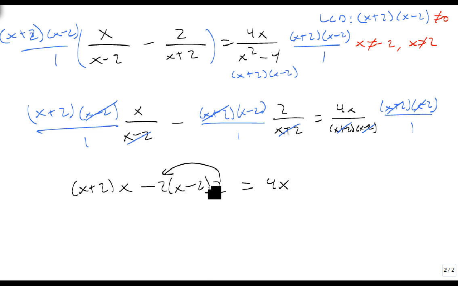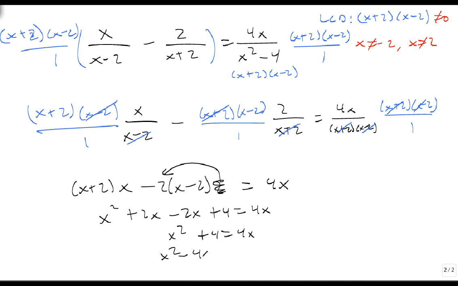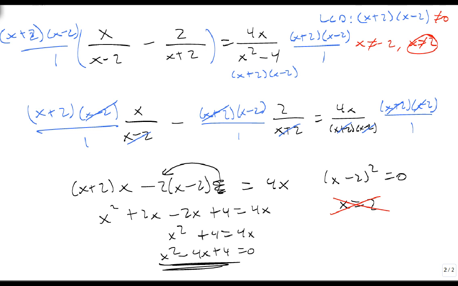Well, I'm going to move this 2 to the front just to make it a little bit easier to distribute. And that gives me x squared plus 2x minus 2x plus 4 equals 4x. x squared plus 4 equals 4x. Subtract the 4x: x squared minus 4x plus 4 equals 0. This is a perfect square trinomial. It factors as x minus 2 squared equals 0, so this gives me the equation x equals 2. However, note that x can't be 2, so I have to rule this answer out, and since all of my answers went away, this is a no solution problem.